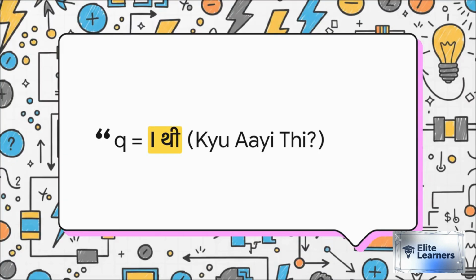And check this out. Here's a fantastic way to remember the formula that connects charge, current, and time. The source material for this explainer has this clever Hindi mnemonic, Q-I-Thi. It sounds just like Q, I, and T, and it translates to, why did she come? It's a surprisingly dramatic little trick to remember that charge equals current times time.